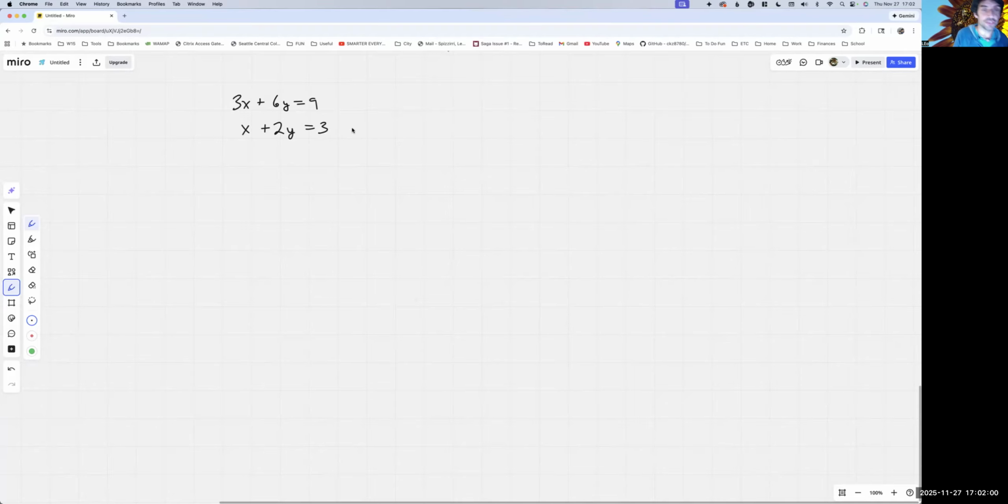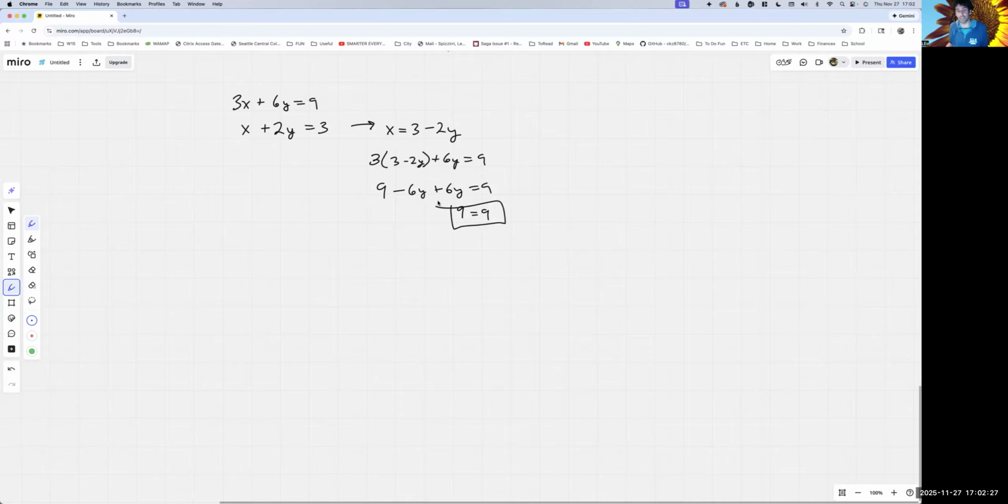All right, in this case, let's use the substitution method. This second equation is really easy to rewrite as x equals 3 minus 2y. We'll put that into the first equation, so 3 times x plus 6y equals 9, but I'll write x as 3 minus 2y. So I get 9 minus 6y plus 6y equals 9. The 6y's cancel, we get 9 equals 9. So we can't solve for a variable here, it just disappeared on us. But what we got back was something that's true.